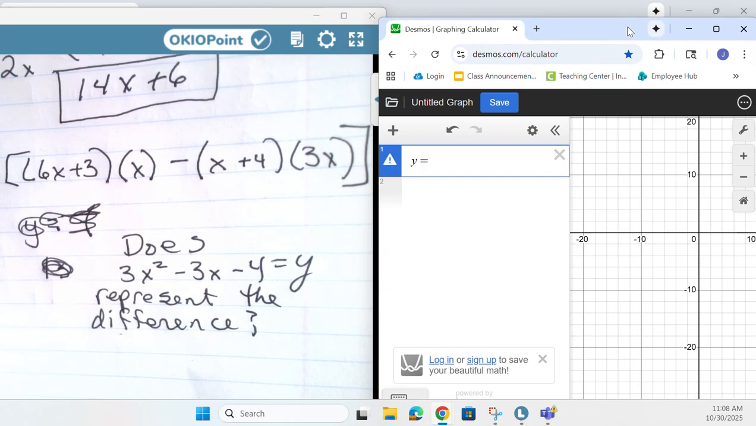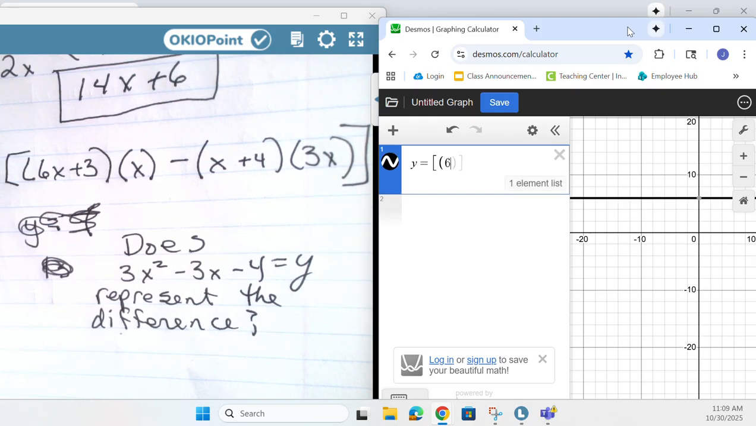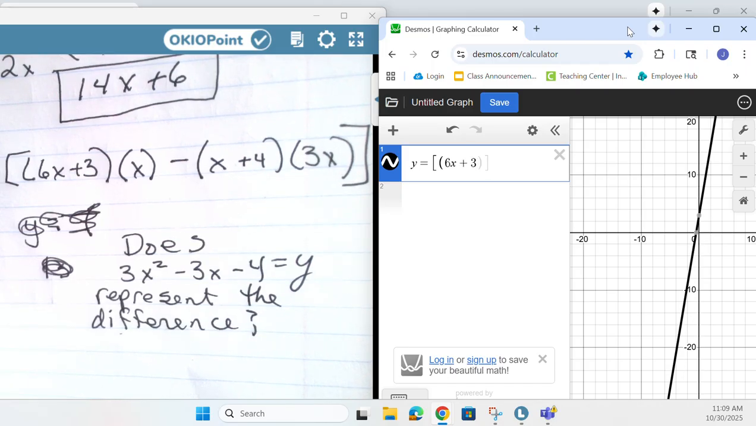Alright, y equals bracket, parentheses, 6x plus 3.